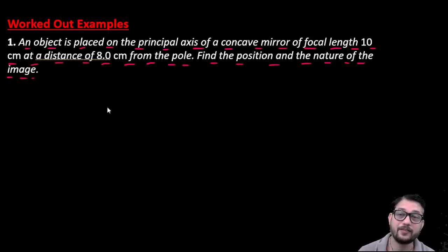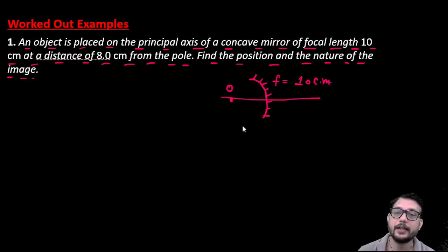So basically in this question, firstly we will draw a rough diagram. The given mirror is a concave mirror. So this is your concave mirror, this is your principal axis, this is a rough diagram, and let the object be here. The focal length f is 10 centimeter given to you, and the distance of the object is also given, that is 8 centimeter, and we have to find the position and nature of the image.